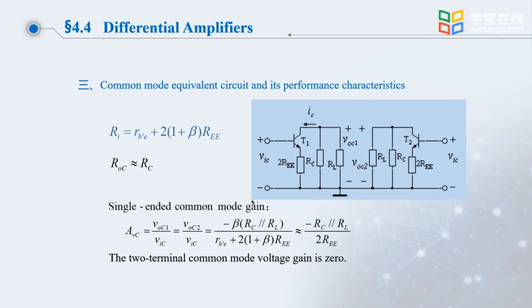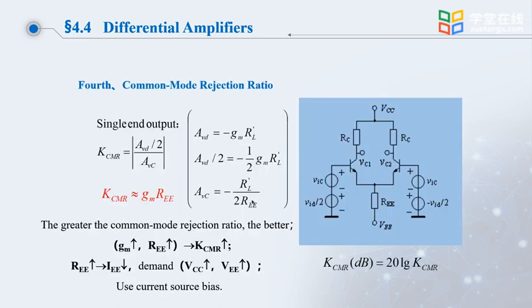Since the input signal of the common mode equivalent circuit is of the same size and same direction, the voltages generated at the two output terminals also have the same relationship in the same direction and size. So its common mode output voltage is equal to 0. The common mode voltage gain is also equal to 0.